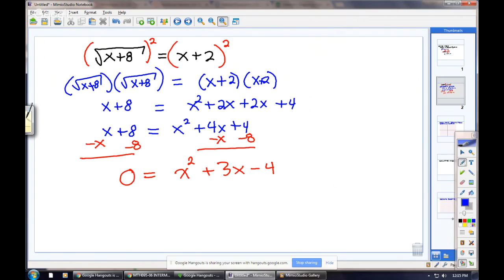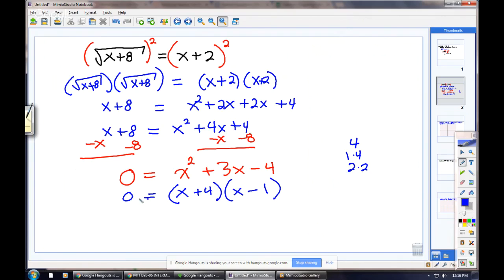And then I hope to factor it. So I'm going to factor by guessing, because it's a 1x squared, that's going to be x times x. 4 is either 2 times 2 or 4 times 1. And 4 minus 1 is 3. So I'm going to go 4 here and minus 1 there. Positive times a negative is a negative. 4 minus 1 is 3. That looks good.